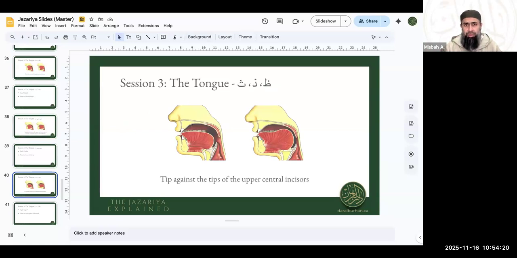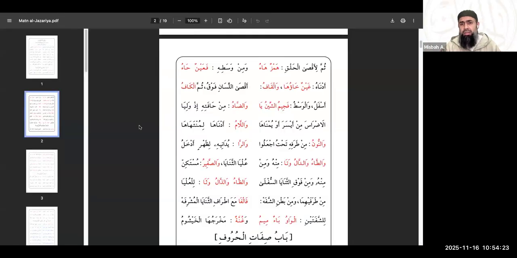Now we're looking at the tongue still, the tip. This time we go back to the matan, and the Imam says, وَالضَّاءُ وَالذَّالُ وَثَاء لِلْعُلْيَا مِنْ طَرَفَيْهِمَا. This is the next section: ضَا, ذَال, and ثَا. لِلْعُلْيَا, he's referring to what here? The upper central incisors? Exactly. Every time you're going to see ulya, lil-ulya, thanaya ulya, this is all the upper central incisors.